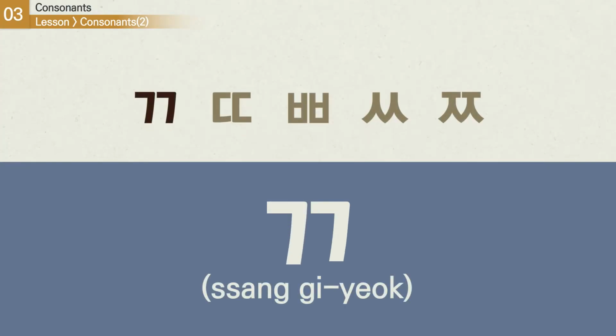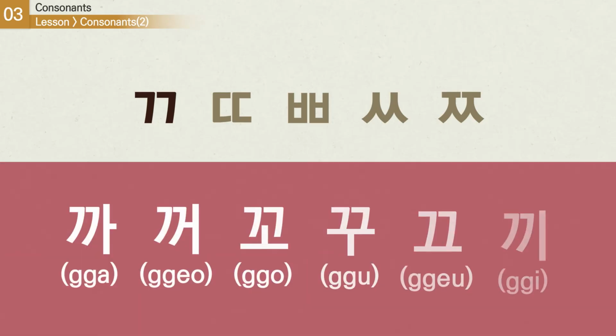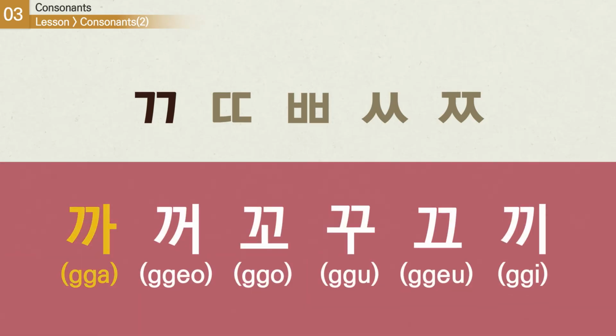기역 can be doubled to make 쌍기역. 쌍기역 is pronounced the same way as 기역, but with more stress on the vocal cords. It also has a higher tone. Listen carefully. 까, 꺼, 꼬, 꾸, 끄, 끼.